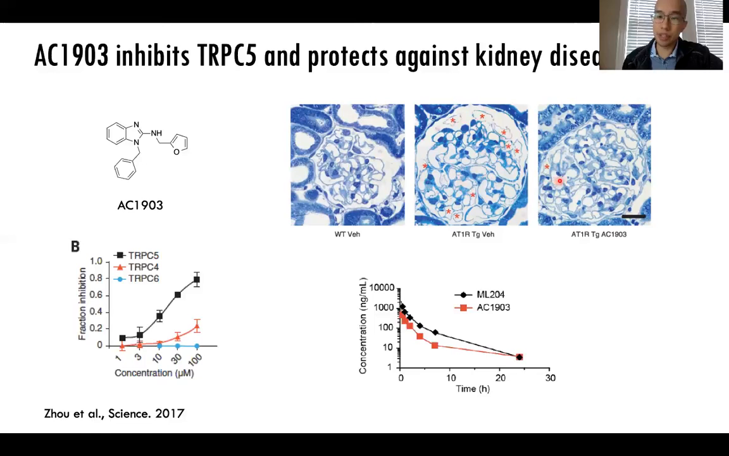This is reversed or prevented by co-administering AC-1903 to these rats. Now, this is obviously a great proof of concept, but AC-1903 is not quite ready to be injected into a human, for example. It doesn't have all of the drug-like properties that we would need. In particular, we would prefer for it to be more potent as well as more stable.